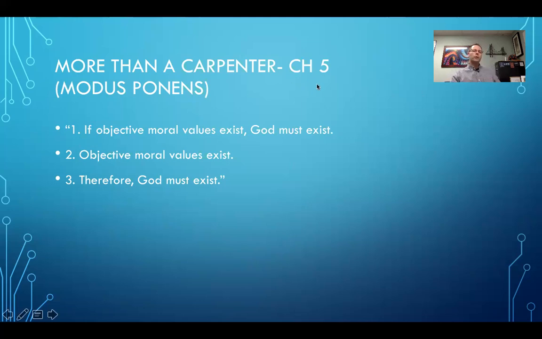Chapter 5 of More Than a Carpenter used modus ponens, and lots of you made mention of this as a really strong argument. It's a valid argument form, and it just seems like the premises are true. If objective moral values exist, then God must exist. Objective moral values exist, therefore God must exist. It's pretty difficult to say that moral values don't exist. And then you say, well, where did they come from? They must have an origin. That origin maybe is called God. And so we come to that conclusion.